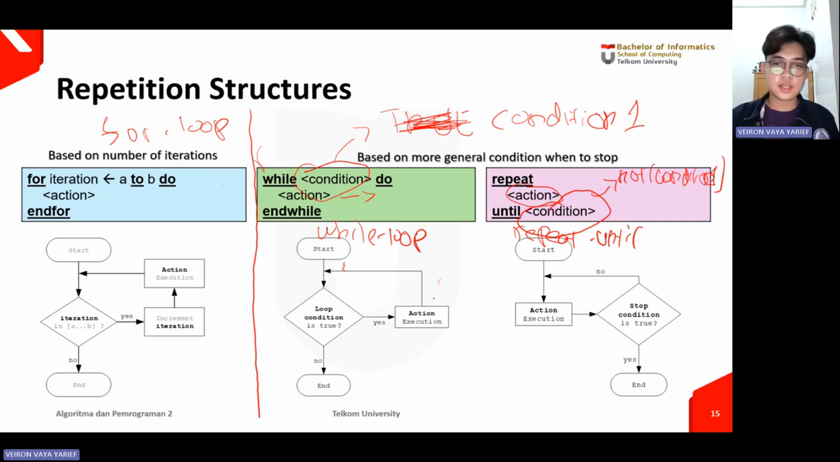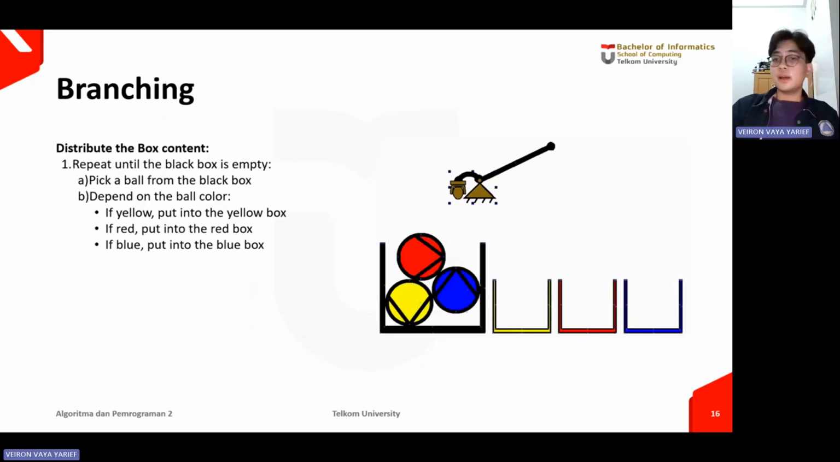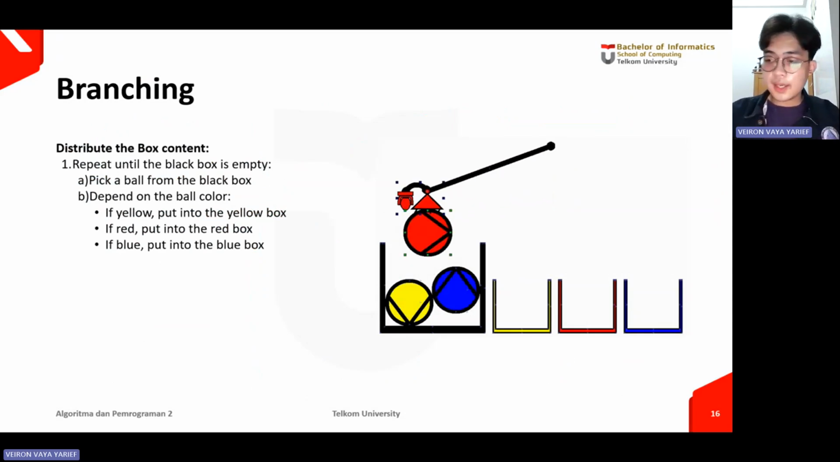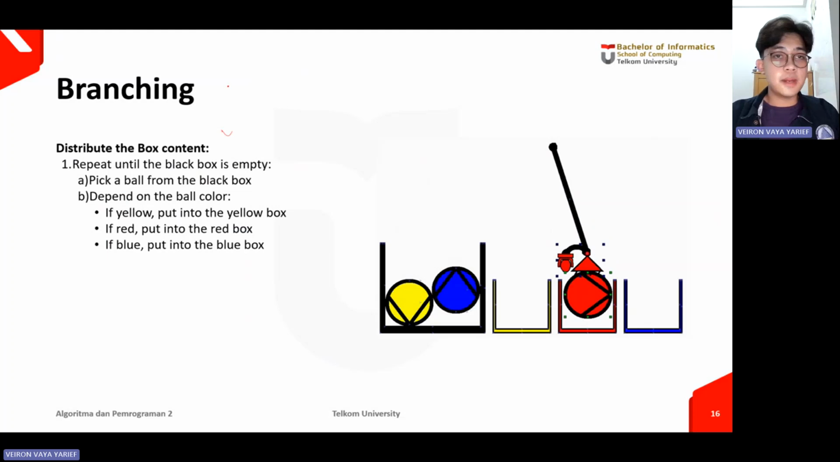We can see the illustration if you understand this. I like to say it like this: while the condition is true, you do the action, and repeat until the condition is false, until the condition that you didn't want to happen, actually. That's how I understand repetition, and I hope you understand loops by that. And that's for our loops. The next thing we're going to learn is branching.